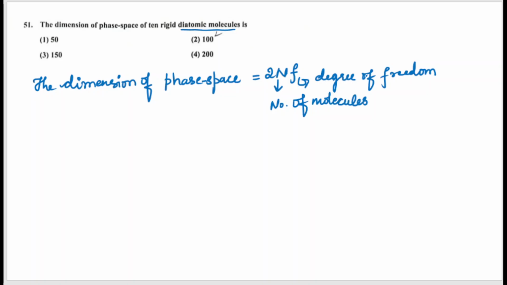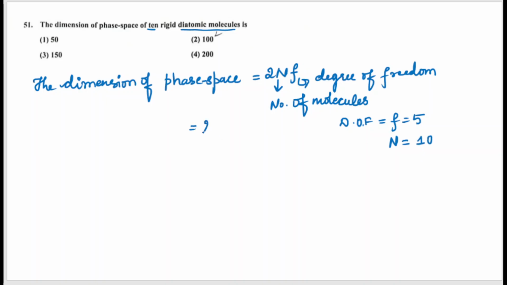So what is the degree of freedom? They only said it is a diatomic molecule. We have already studied the degrees of freedom for a diatomic molecule, that is f equal to 5. In place of f we will place 5. Instead of n I'll place 10, because they have already given that it is 10 molecules.